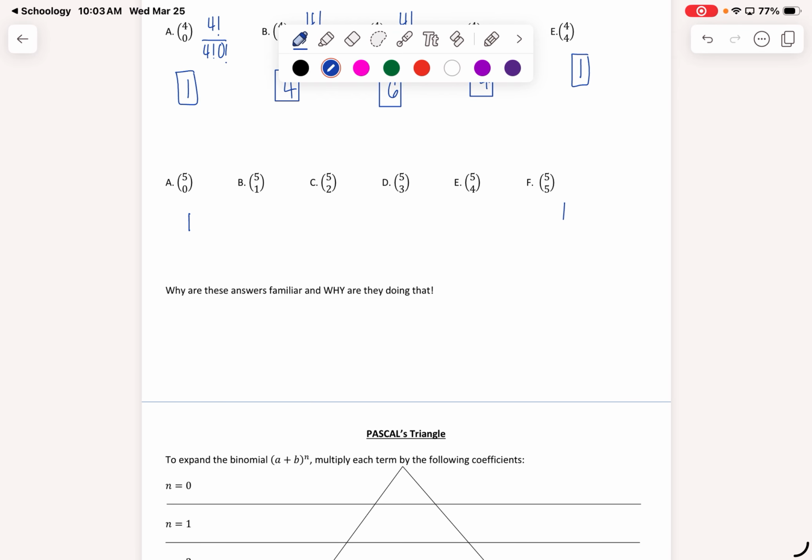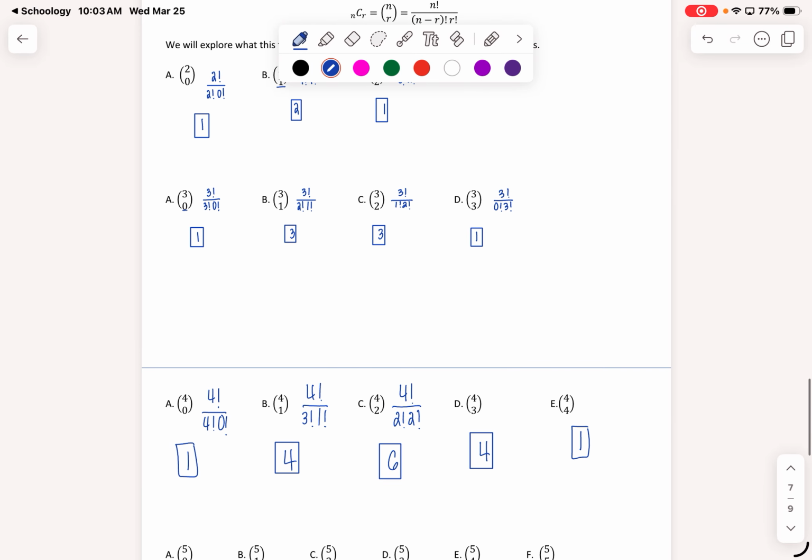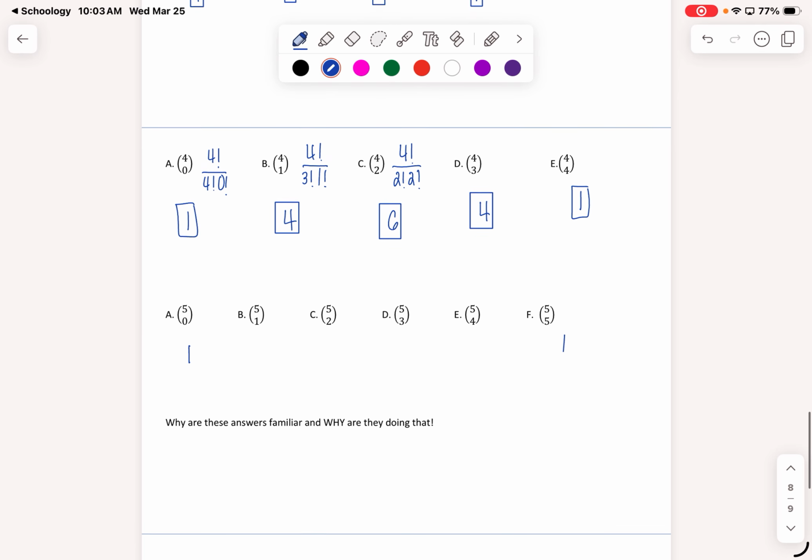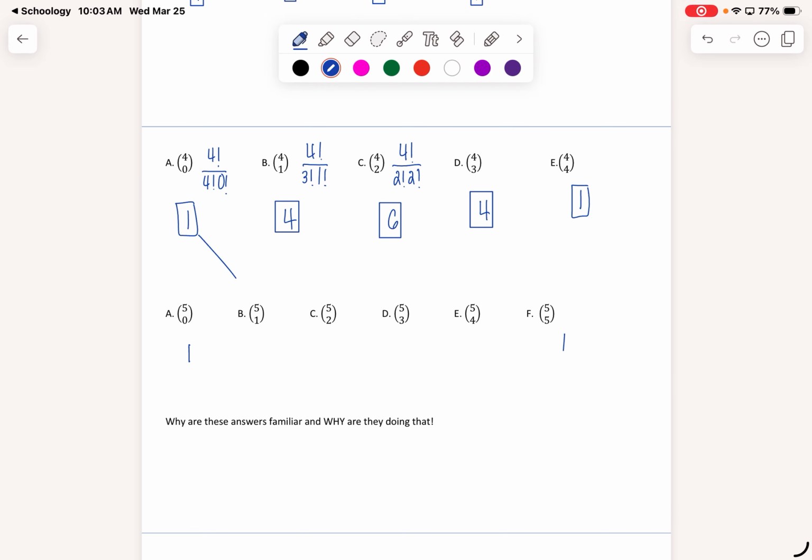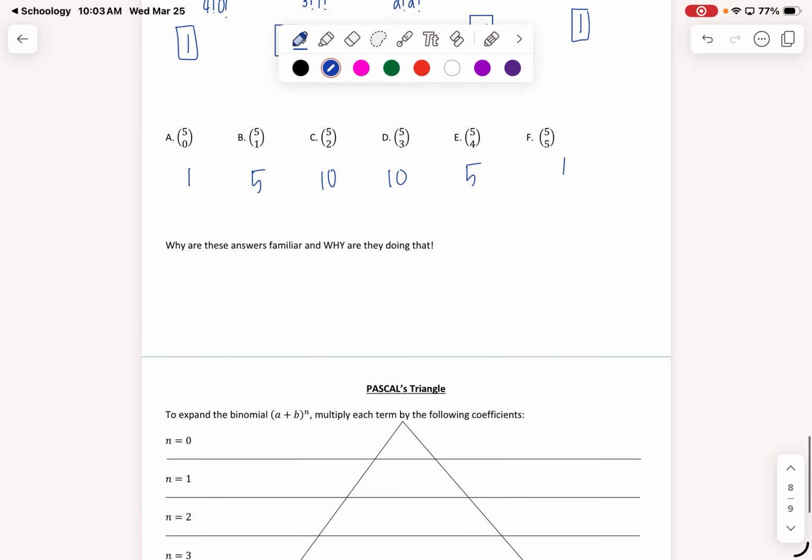Let's see if we can use that idea of, we know that this is giving our exponents 1, 2, 1, 1, 3, 3, 1, 1, 4, 6, 4, 1. If you don't remember it from above, remember you get it by adding the 2 previous. So if I add 1 and 4, this is going to be 5. If I add 4 and 6, this is going to be 10, 10, 5, 1, right? And it has that symmetric pattern going on.